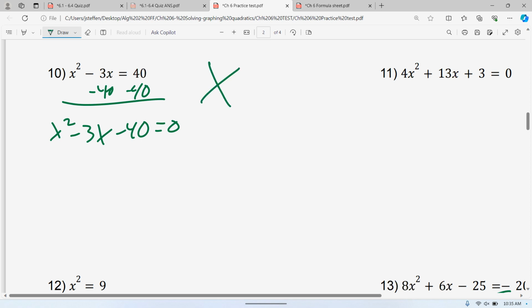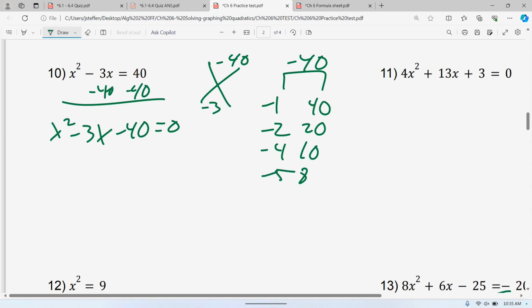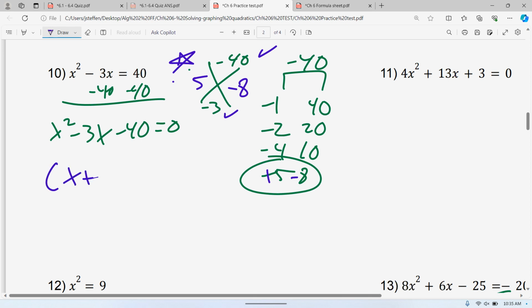Find factors of negative 40 that add up to negative 3. You need to list the factors of negative 40. Not a bad idea. 1 and 40, 4 and 10, 5 and 8. The numbers that multiply to negative 40 and add up to negative 3 are 5 and 8. We have to change the sign: 5 and negative 8. The whole reason I make you do this is to double check. 5 times negative 8 is negative 40. 5 plus negative 8 is negative 3. Double check those signs. X plus 5 and x minus 8.